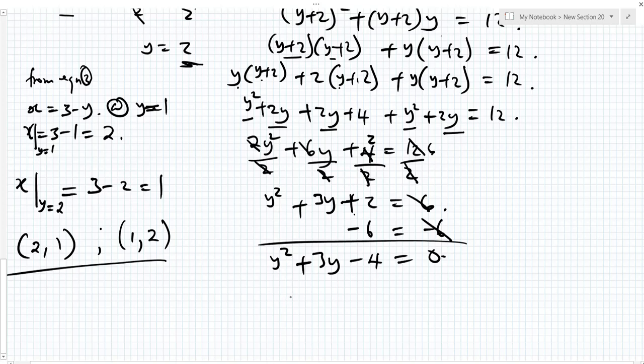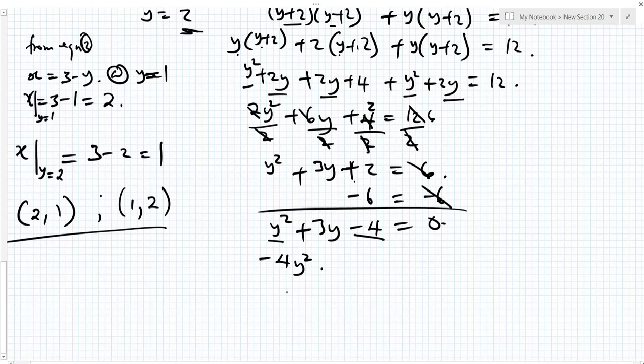To solve this, you will now have something that looks like this. Let's multiply the first term and the last term, that is 4y squared times minus 4, which gives you minus 4y squared. So what are the factors of minus 4y squared that, when you sum them, will give you plus 3y?